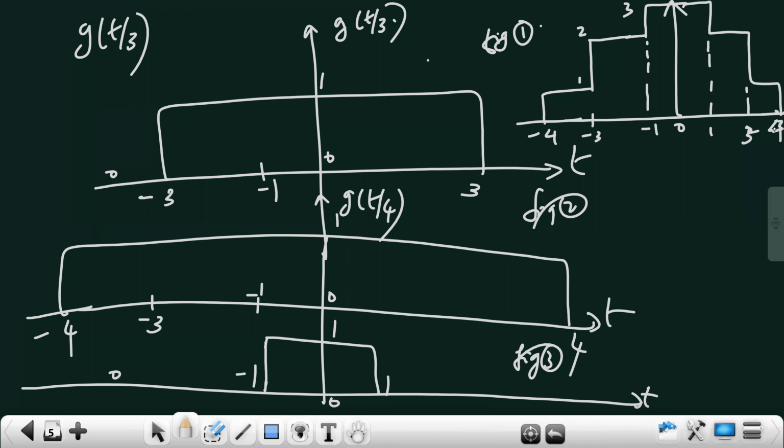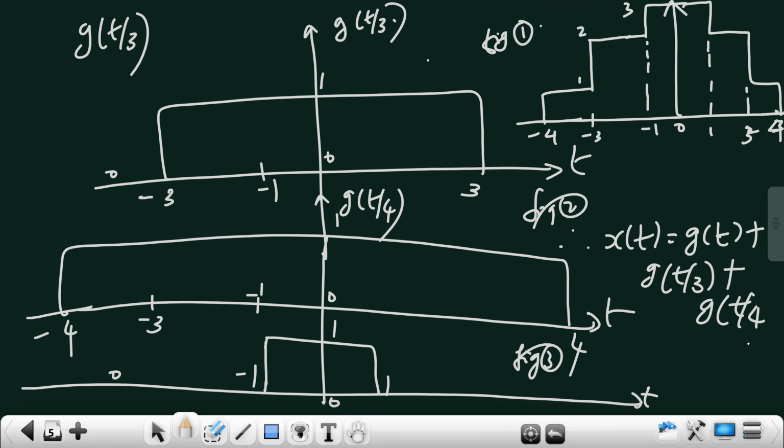I hope you understand. So what you need to do is, you need to draw g of t by 3, you need to draw g of t by 4, then you need to draw g of t in the given question, and you need to add all these 3 so that you will get that square staircase waveform which is given as x of t. So how can you express the final equation? Therefore, x of t is equal to g of t plus g of t by 3 plus g of t by 4. This is a way of expressing x of t in terms of g of t.